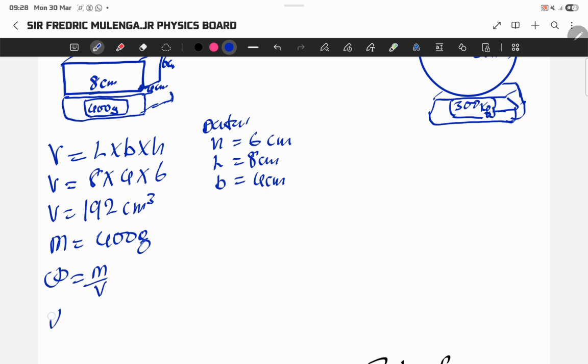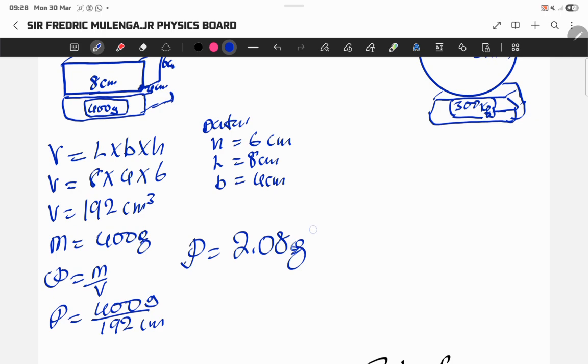So density is just the mass of 400 grams over 192 centimeter cubed. So 400 divided by 192 just gives us 2.08 grams per centimeter cubed. You can round it to 2 decimal places or 1 decimal place. And this is our answer there.